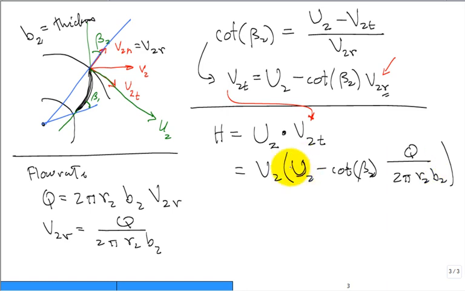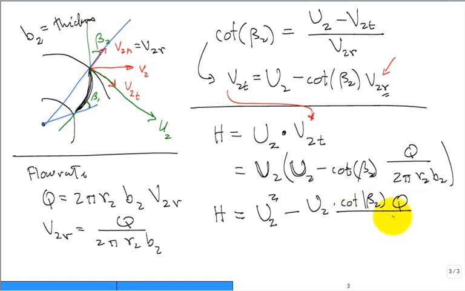Okay, this may not seem all that shocking, but here you go. The head, in general, is equal to U2 squared minus U2 times the cotangent of the exit angle times the volumetric flow rate divided by 2 pi R2 B2. So it shows us the general form that the head is equal to, let's say, a constant 1 minus a constant 2 times the flow rate for a pump, just from the consideration of the trigonometric relations of flow and velocities.